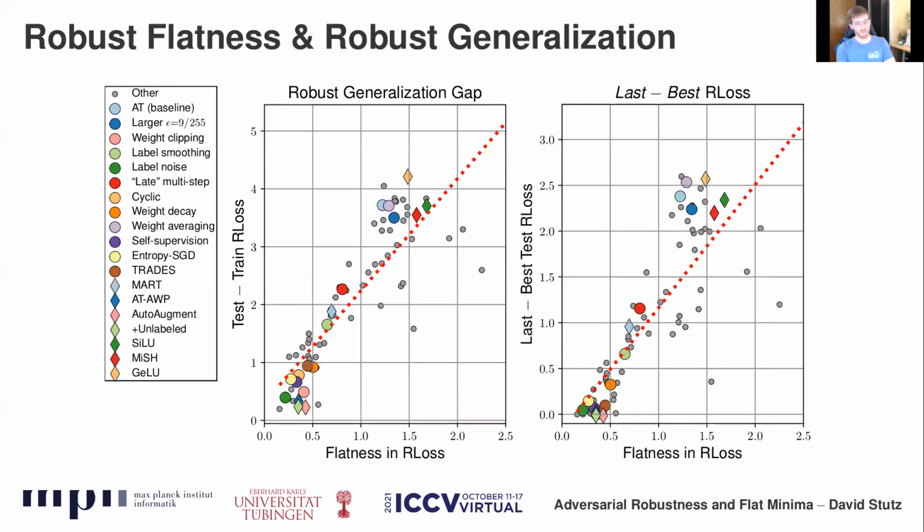This relationship can be confirmed when considering the robust generalization gap on the left. This basically quantifies the difference between test and training robust loss. And similarly, this correlation can be confirmed considering the difference between the robust loss of the last and the best epoch, which basically quantifies the benefit of early stopping.